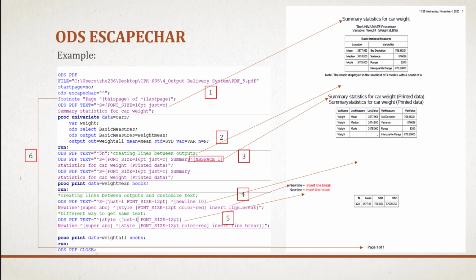In example 6, we use the caret to add "page 1 of page 1" as a footnote, so the footnote will change. If we have 2 pages, on page 1 we will see page 1 of 2, and on page 2 we will see page 2 of 2. The this page and last page are considered as SAS variables.